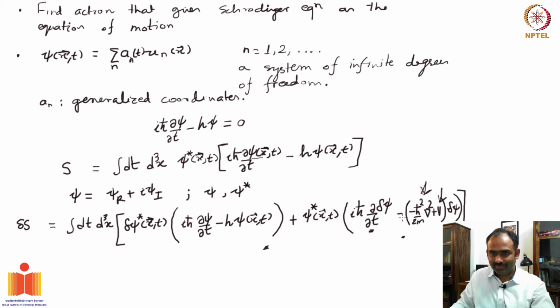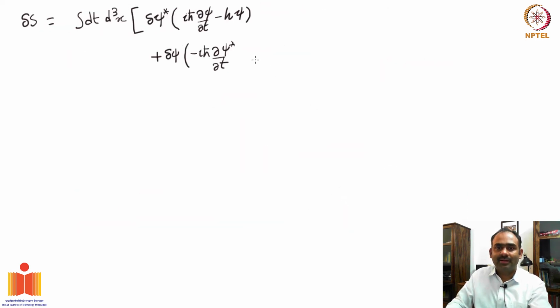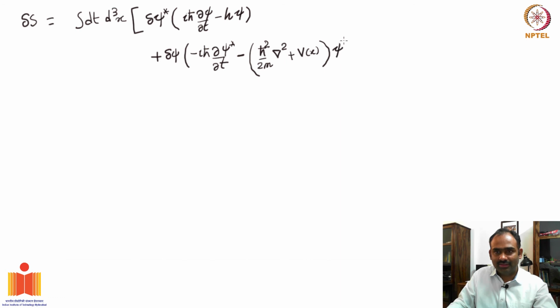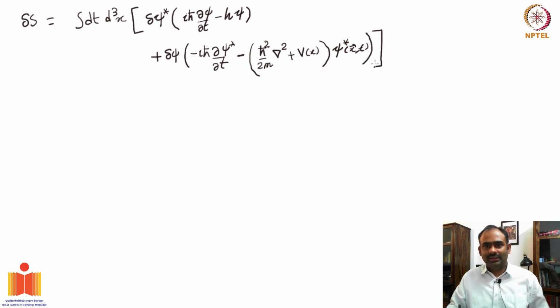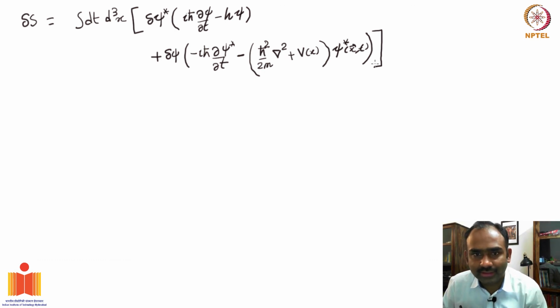There is a minus sign, which we should take care of, and then this piece, so you will have minus h bar squared over 2m, del squared acting on psi star, plus V of x psi star. Okay, these things are now acting on psi star of x and t. That's good, and I hope everything is correct here. It is. Okay, fine.